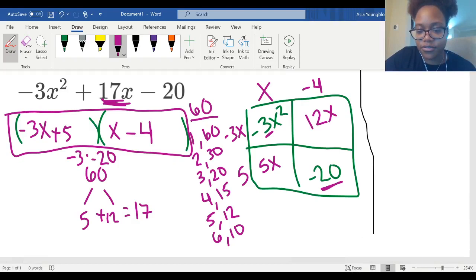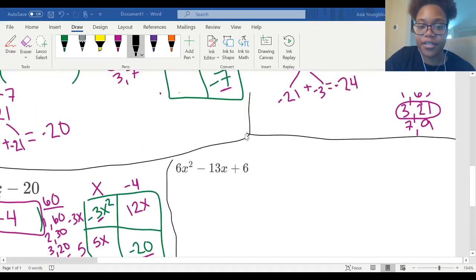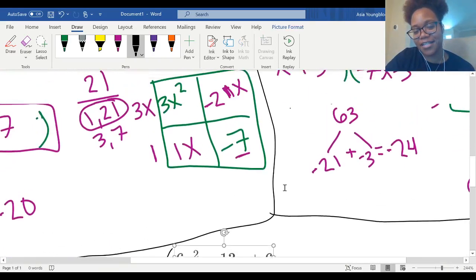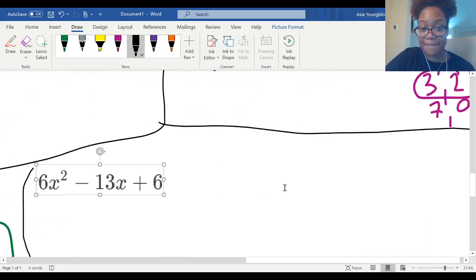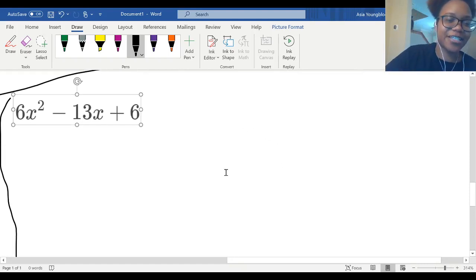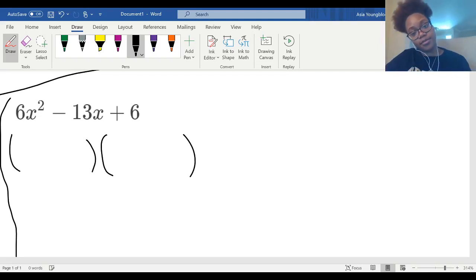So that's our final answer for this problem. For our last problem in the set, we are given this problem: 6x squared minus 13x plus 6. So again, we're looking for what two binomials are multiplied to get us that expression.